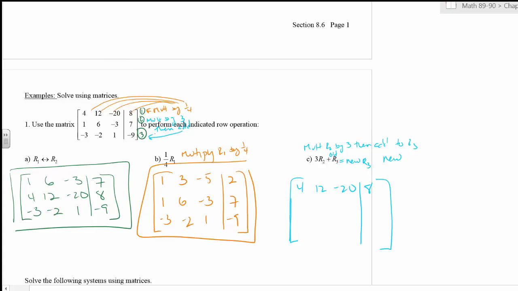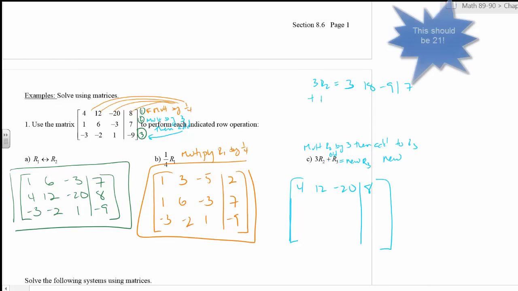You're not multiplying that row. So I'm going to come over here to the top and multiply row 2. So 3 times R2 looks like what? Well, it looks like 3, 18, negative 9, and 7. And then they want you to add that to the old row 3. Well, what's row 3? Row 3 was negative 3, negative 2, 1, and then I'll put the line.